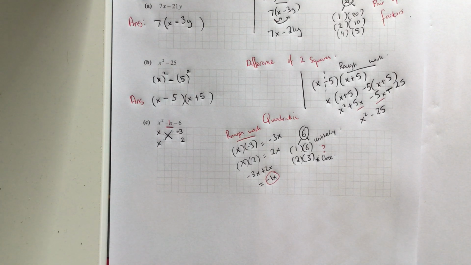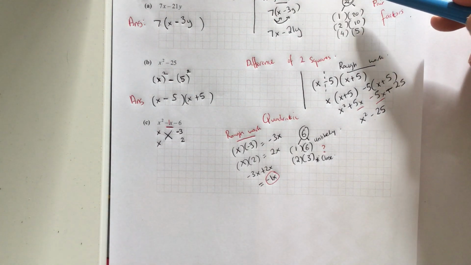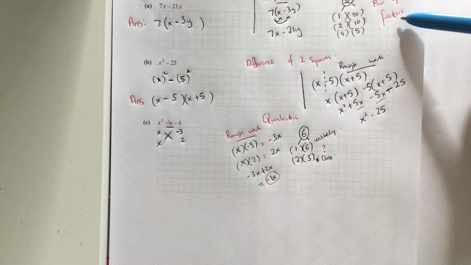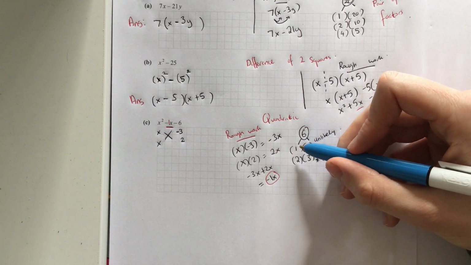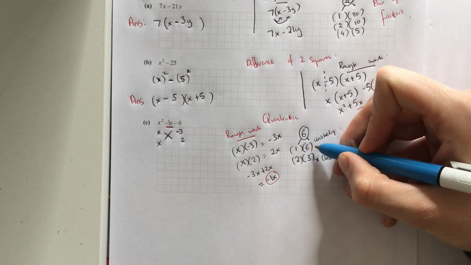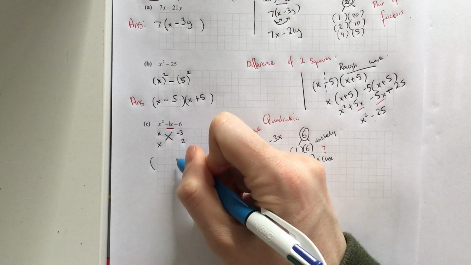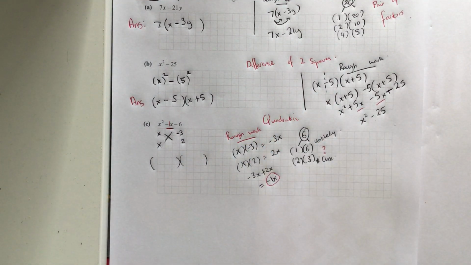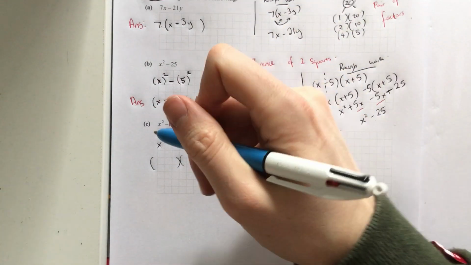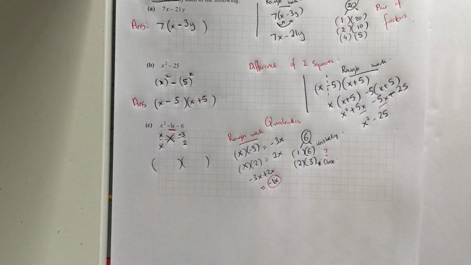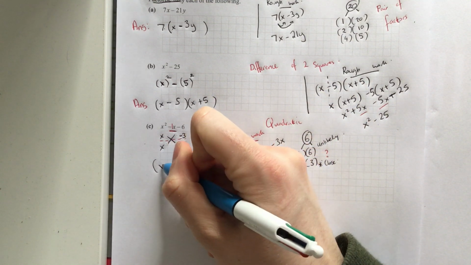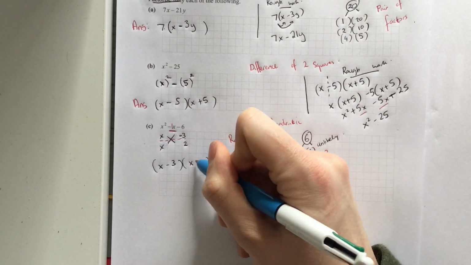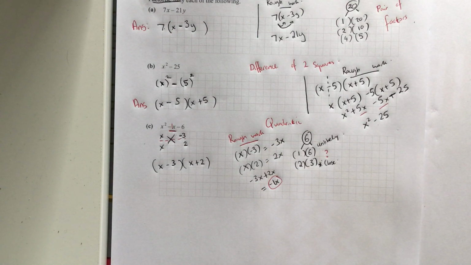But now remember, if we go back to what we know about factors and how we represent them, we should have a pair of factors, okay? So the pair of factors here, like for example, 1 multiplied by 6. So our final answer should be in brackets. And how we organize it is as follows. We work from left to right. So in brackets, x minus 3, x plus 2. And these are the correct factors of x squared minus 1x minus 6.